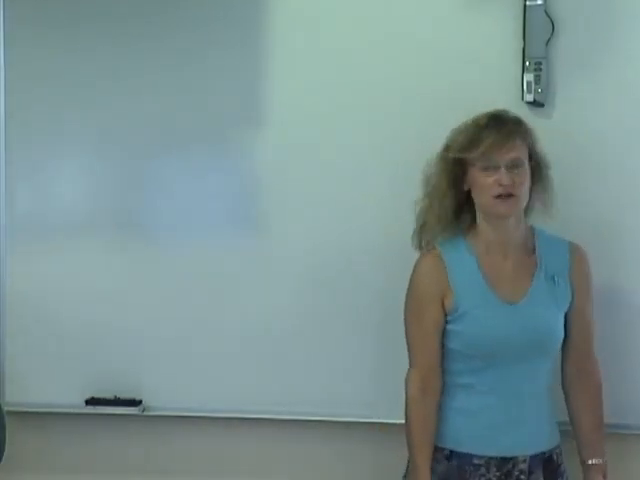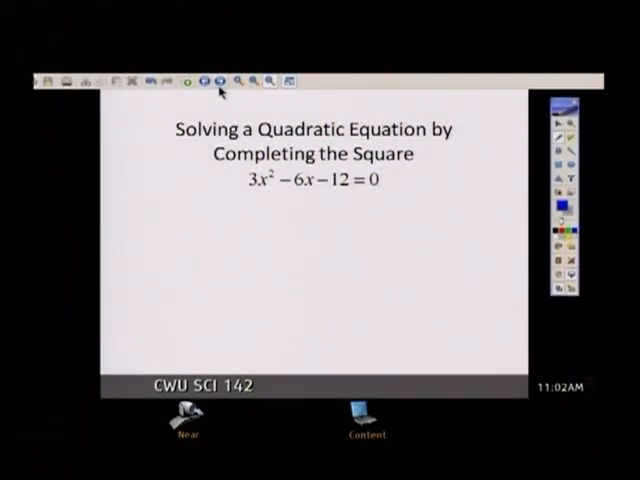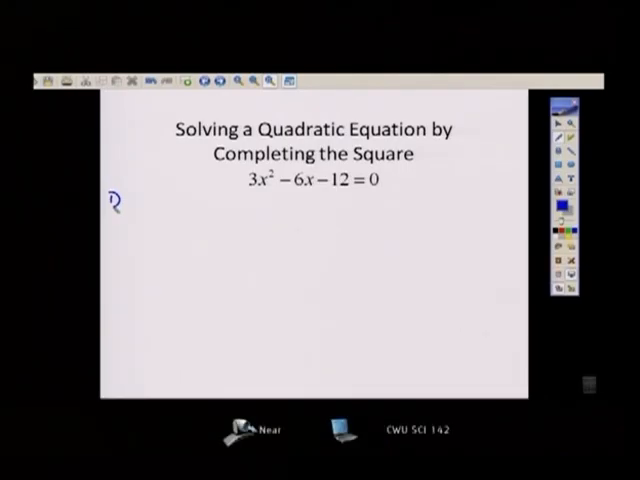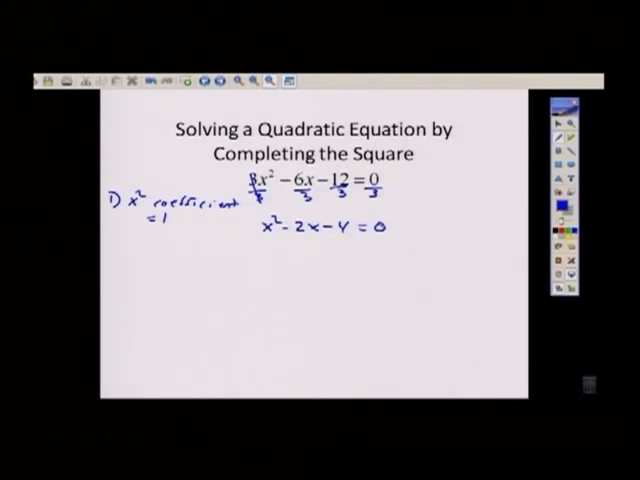The first thing we're going to do is start with the quadratic equation again, and we're going to solve by completing the square. The first step in completing the square is to make sure the x squared coefficient is equal to 1. So I'm going to divide each term by 3, and I get x squared minus 2x minus 4 is equal to 0.